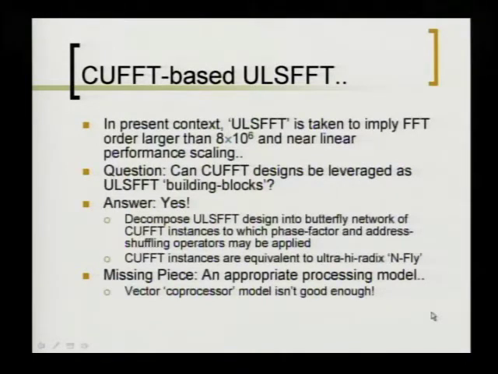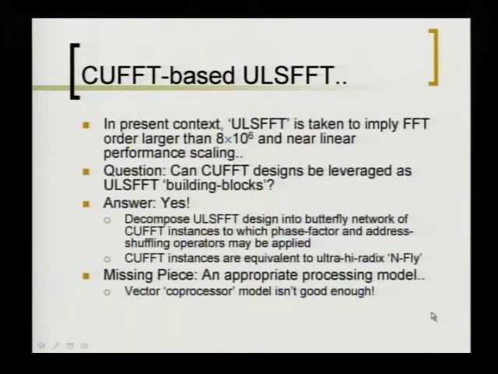So let's talk a bit then about CU-FFT-based ultra-large-scale FFT. In the present context, when I say ultra-large-scale FFT, what that means is a full complex FFT larger than 8 million samples. And also implicit to this is I can't really talk about the ultra-large-scale FFT unless I also talk about scaling properties as well. So in this context, I'm talking about linear scaling as you make these FFTs bigger and bigger.